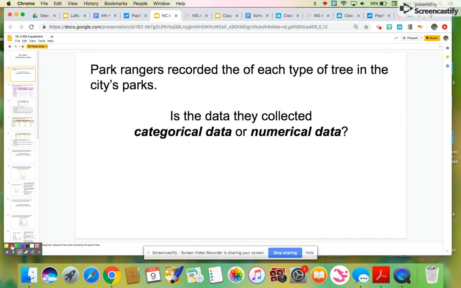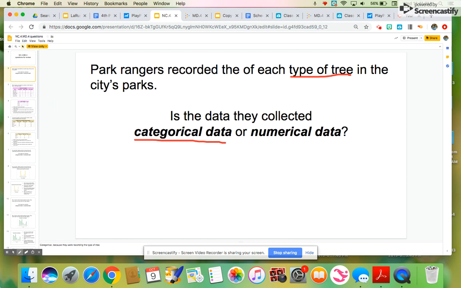In this scenario, it talks about park rangers who recorded each type of tree in the city parks. In this case, we're talking about types of trees. So if I ask you what type of trees are in a city park, you would answer me with some words like oak trees, pine trees, apple trees, and etc. So when we're talking about words, we're talking about categorical data. If we were answering with a number, that would be numerical data.